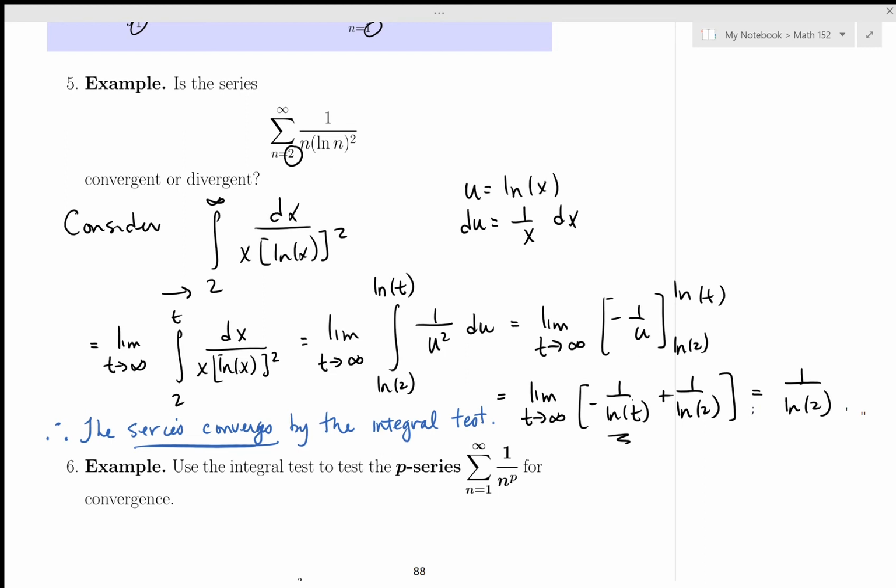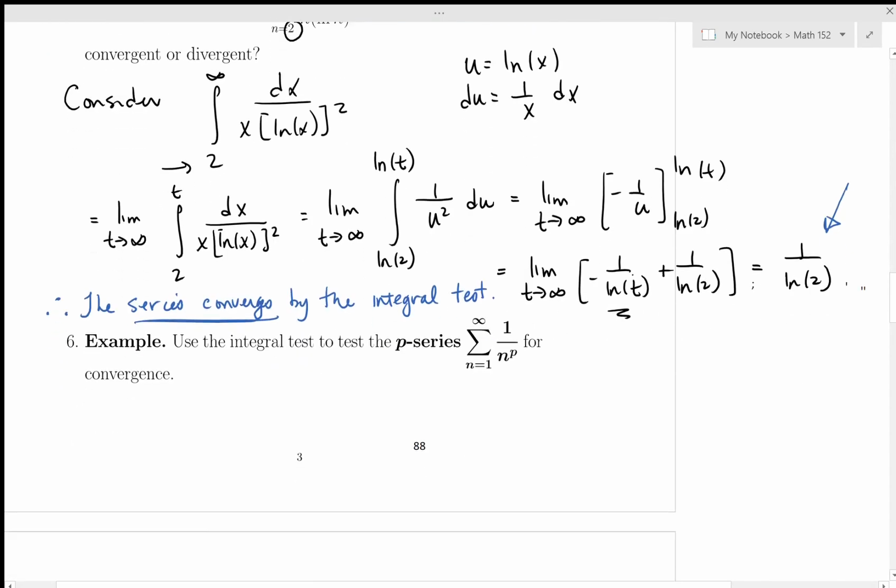So it's quite nice to say, consider this integral, evaluate the integral, and even state here, the integral converges, and then, therefore the series converges by the integral test.